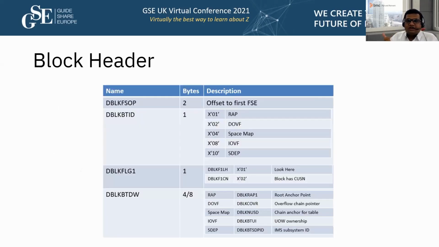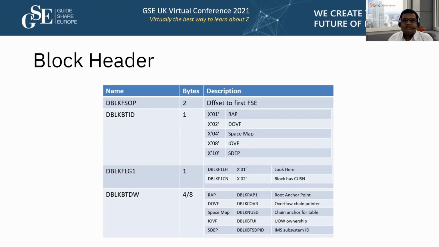Talking about the block header, these are very important flags or fields which are there in the block header. And as a fastpath DBA, or as a fastpath person, you should have a knowledge of this. Although maybe from the application perspective, we don't care, but still having the knowledge of what important different flags or fields are there in the block header is pretty important.